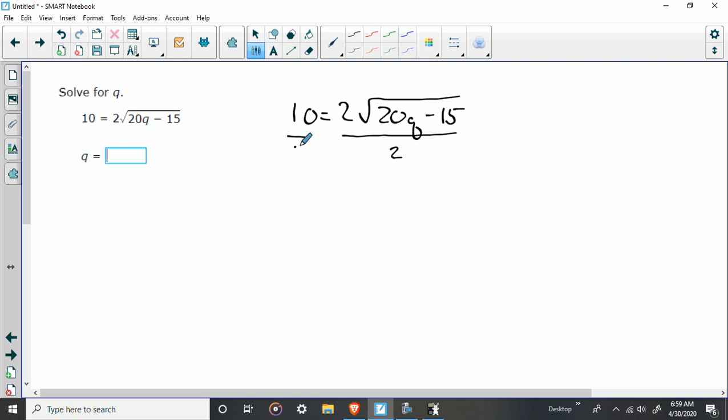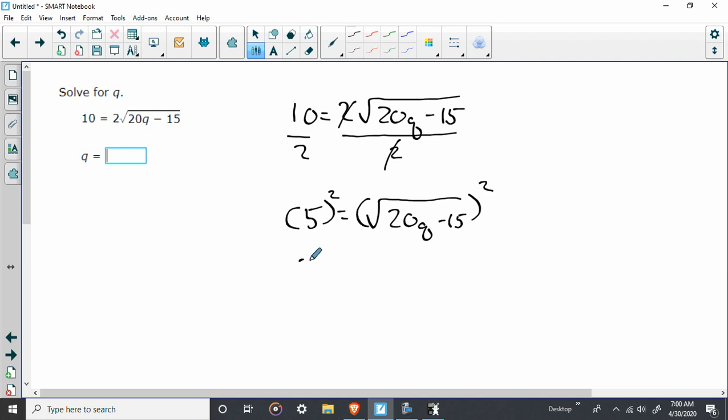Remember, I don't have to distribute there. You don't have to distribute because this is multiplied. Okay, 2 times anything divided by 2 would just be that original thing. Okay, so 10 divided by 2 is going to be 5. These 2's are going to cancel out. Okay, and now that I have the square root isolated, we can square both sides. So say 25 is equal to 20q minus 15.